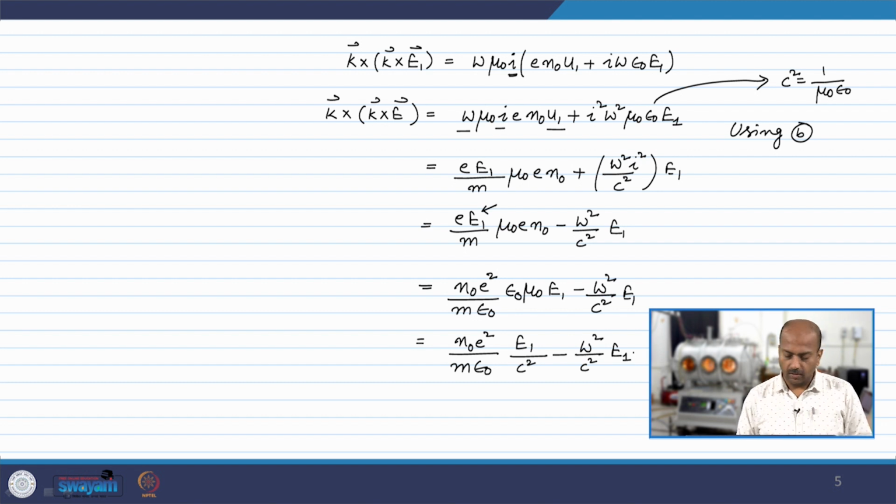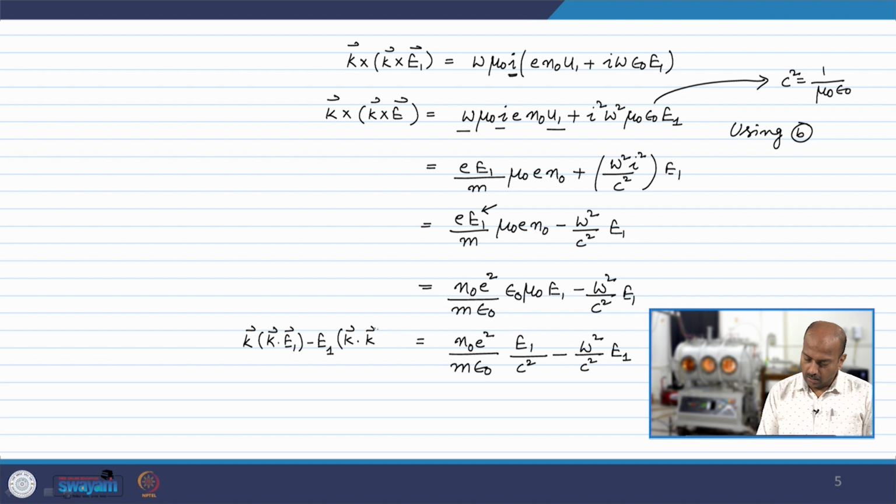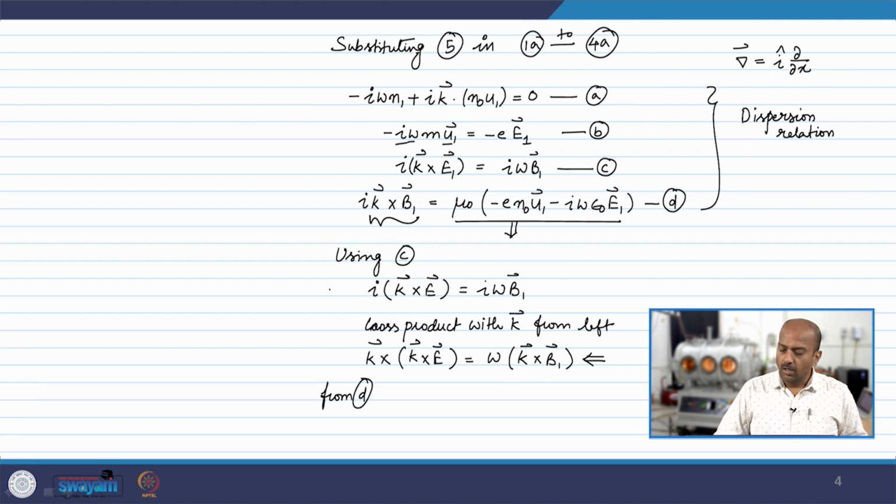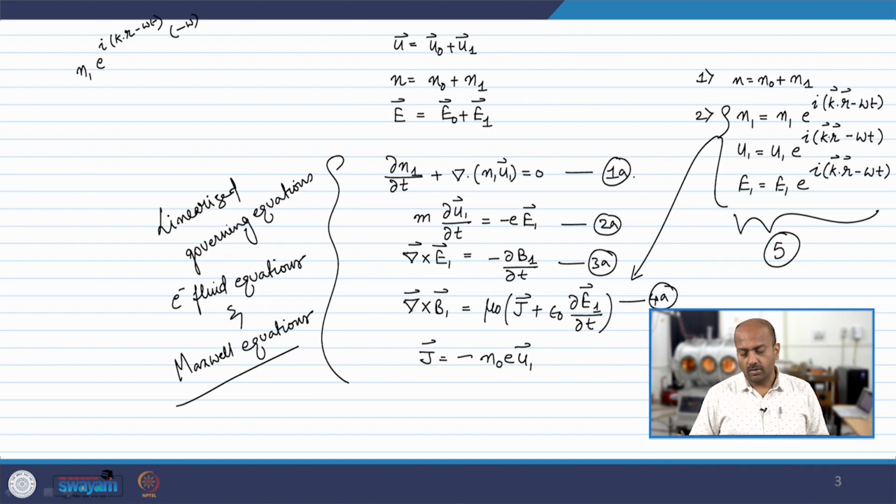On the left hand side, we could have written k cross k cross E as k times k dot E1 minus E1 times k dot k. Right. So, how did you get this? You get this by expanding the vector triple product. Right. So, let us just look at the algebra just to maintain some continuity. So, we have this A, B, C, D which are coming from these equations 1, 2, 3, 4, 1A, 2A, 3A, 4A.